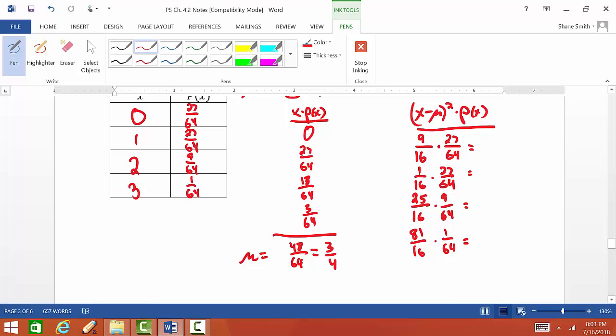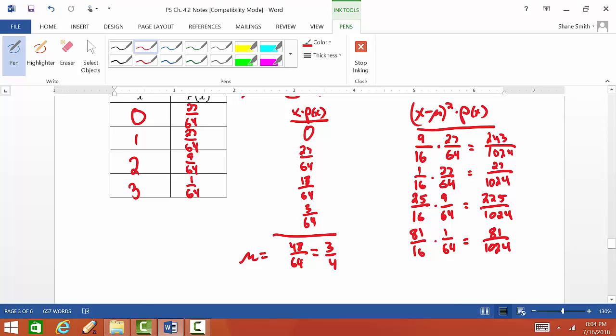So now let's multiply all these. The denominator is 1024, I believe. So this is going to be 243 over 1024. This is 27 over 1024. This is going to be 225 over 1024. And this is 81 over 1024.